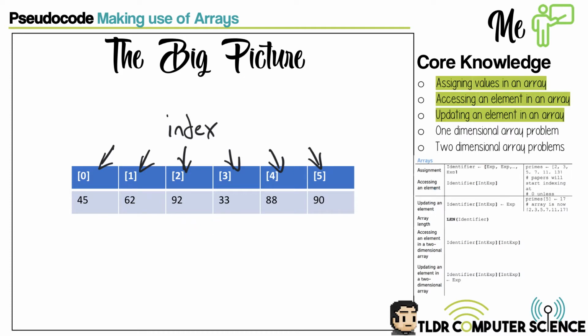Just take a moment to realize that if I didn't have an array, the only way to store all these different values would be to have 6 separate variables and store the values like that.